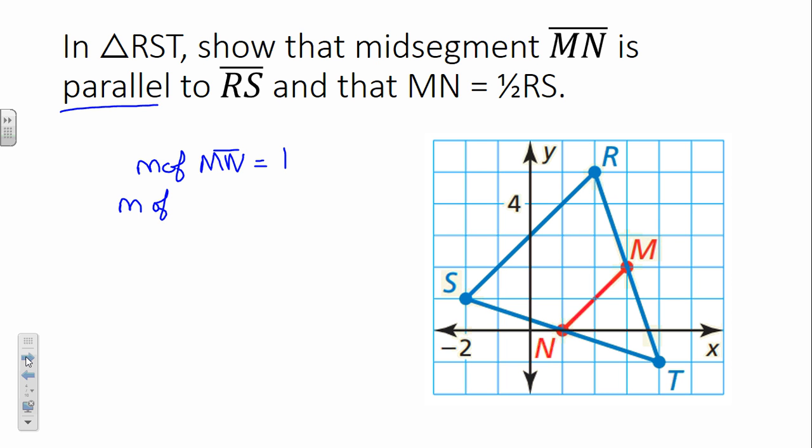Okay, slope of RS, we're rising 1, running 1, rising 1, running 1, rising 1, running 1. Slope of RS is also 1.